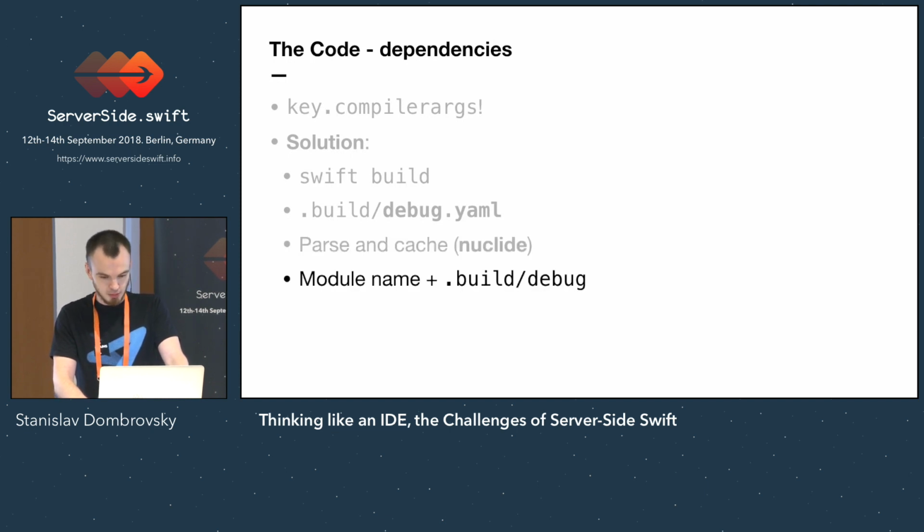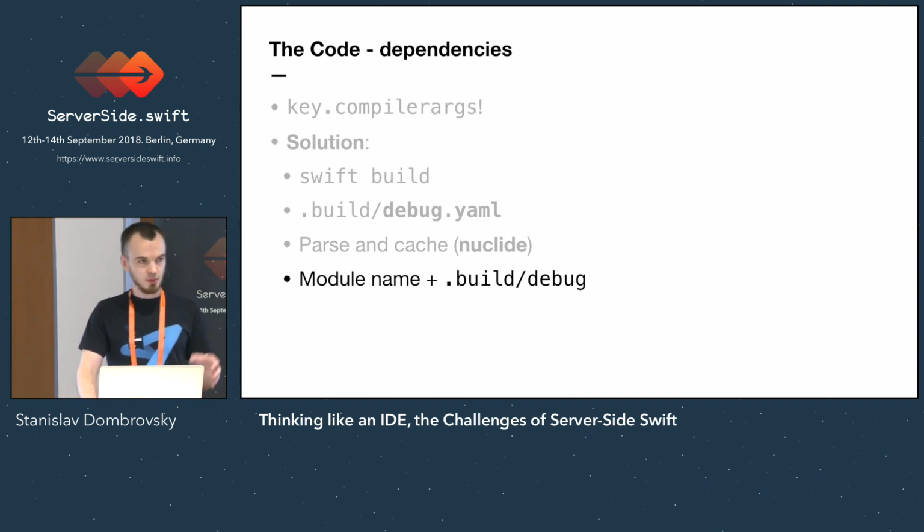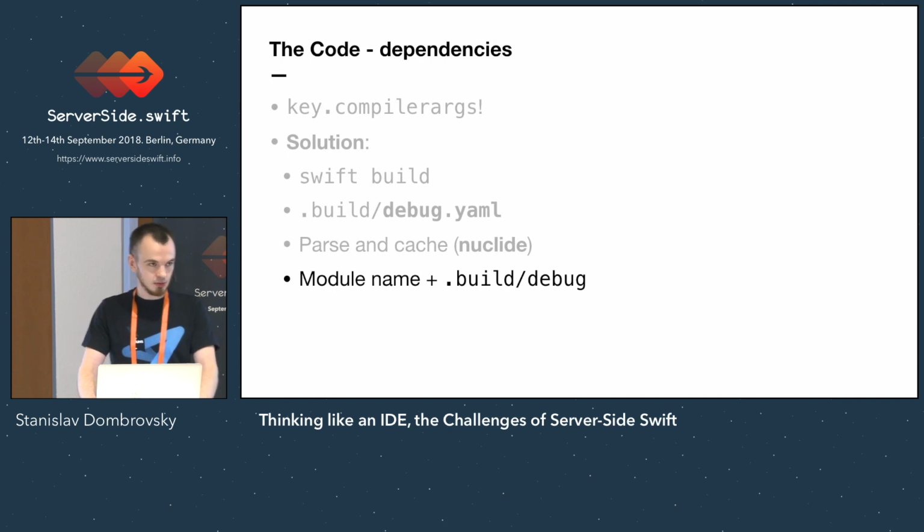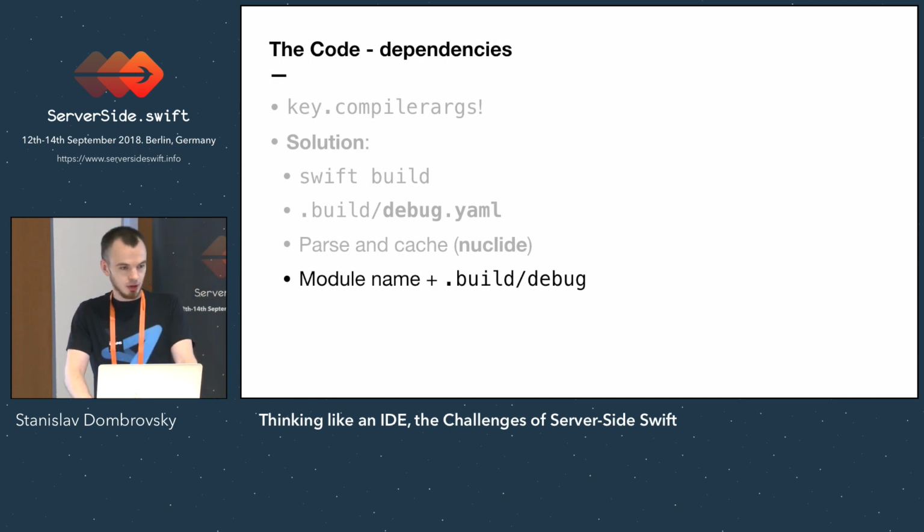And finally, we combine the set of compiler arguments like the module name with some arguments, the build debug folder, because it contains all the dependencies for our projects and we need to submit it in the same way as Xcode does, and the compiler arguments for the specific files. From my testing, using such an approach allows to get the correct code completion for dependencies in any of these extensions, actually.